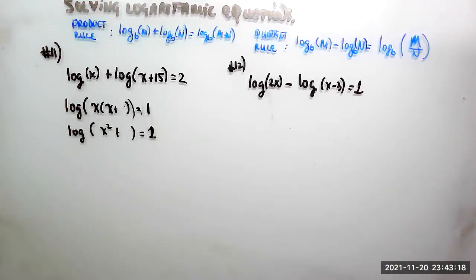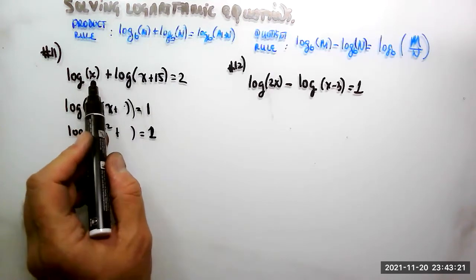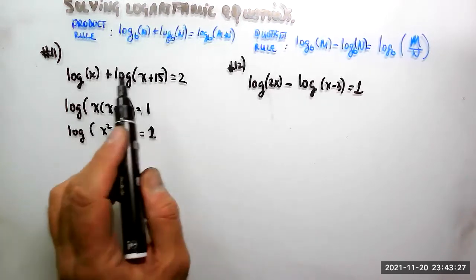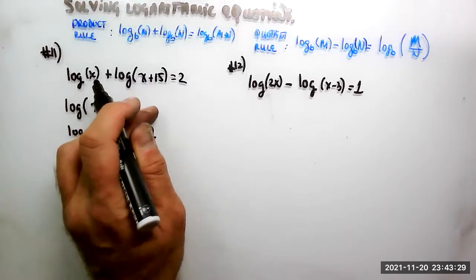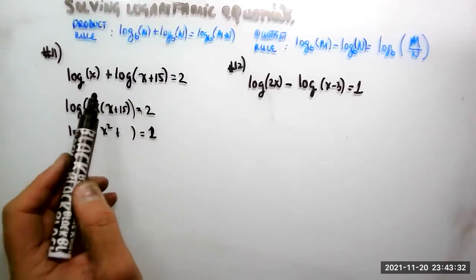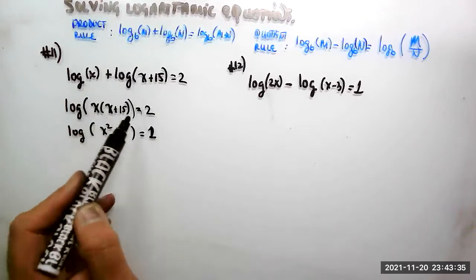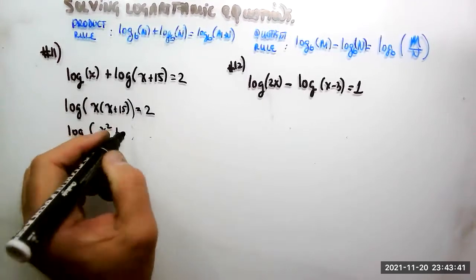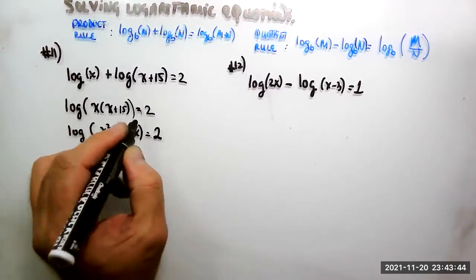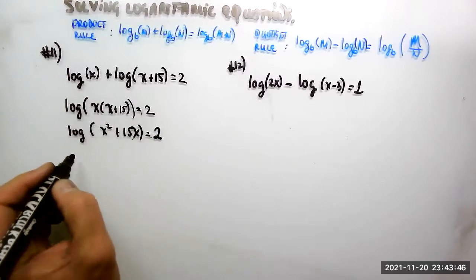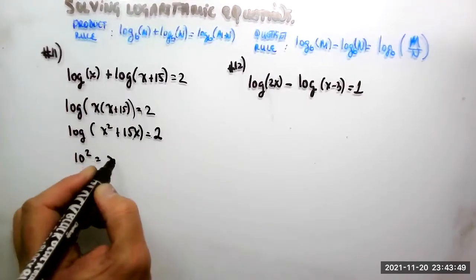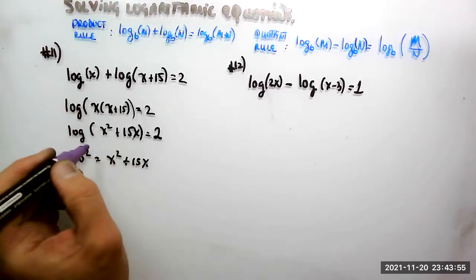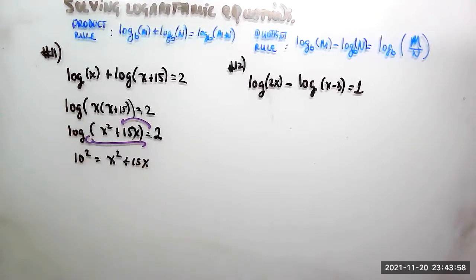Sorry, I stopped the video just for a second. It's log base 10 of x plus log base 10 of x plus 15 equals 2. So let's recap. When I'm adding with the product rule, we multiply the arguments. So it'll be x squared plus 15x equals 2. Now what is my base? 10. So 10 squared equals x squared plus 15x. Always remember, there is an invisible 10 here, raised to the 2 equals that.